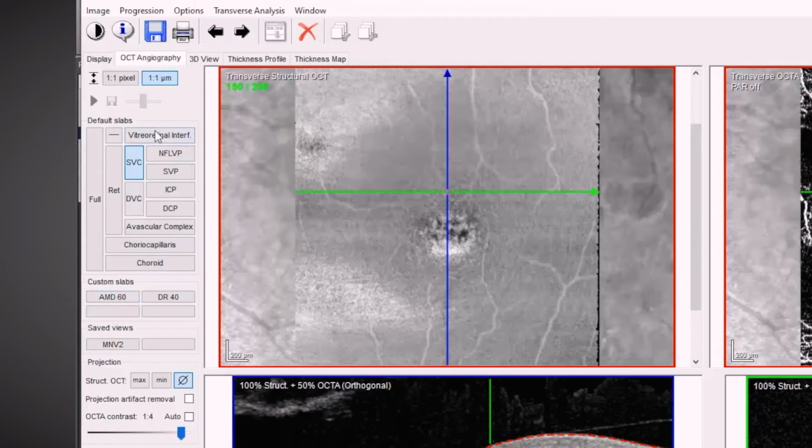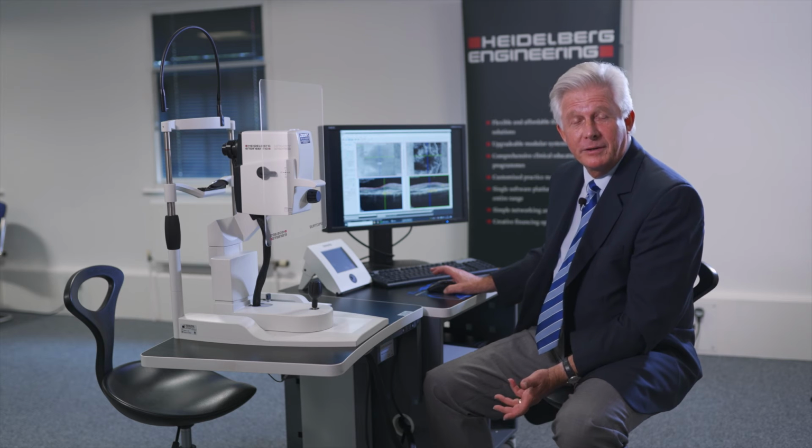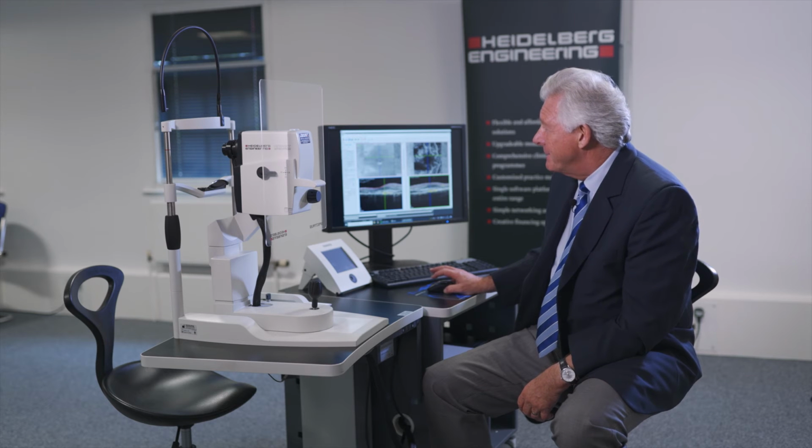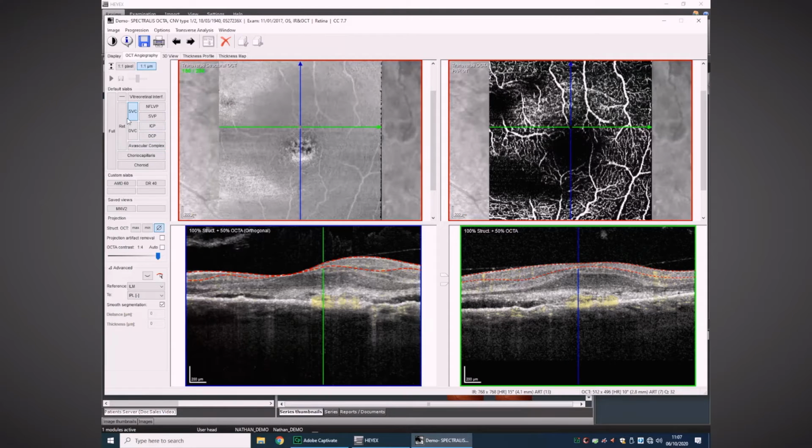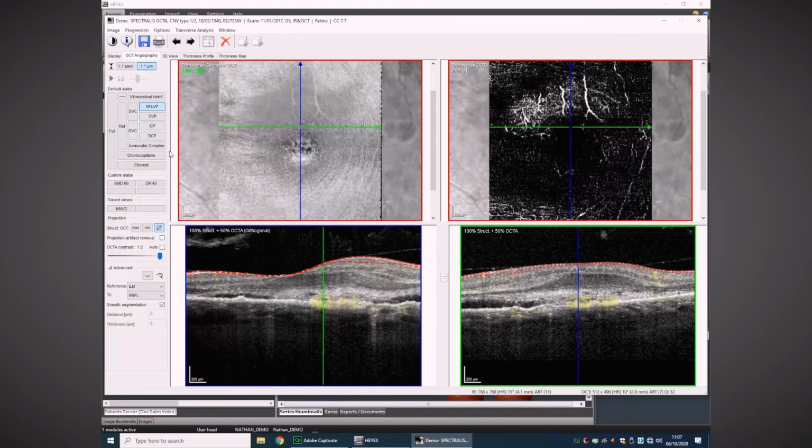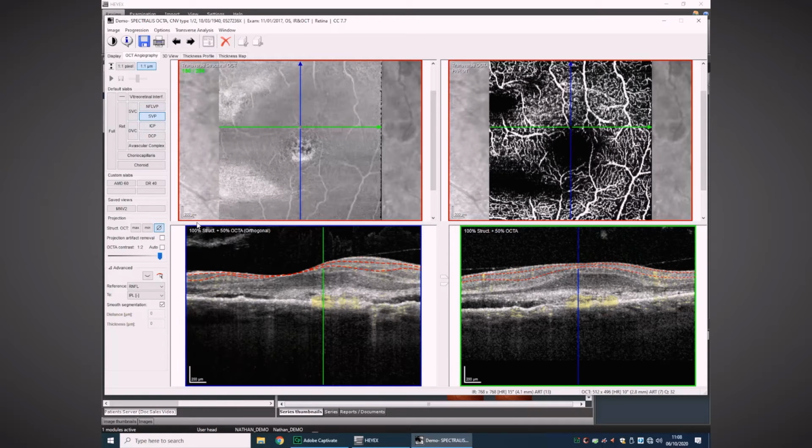So the viewing window here is very nice because we can walk through three-dimensionally, if you like, down through the different plexus of the retina, right the way through to the choroid. The default setting here is the superficial vascular complex, and there are two plexus within that complex. So you have the nerve fiber layer vascular plexus and the superficial vascular plexus.